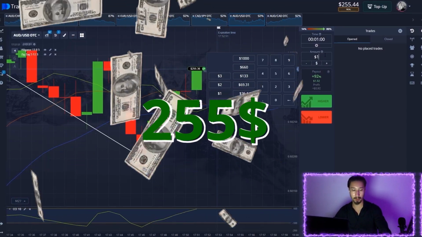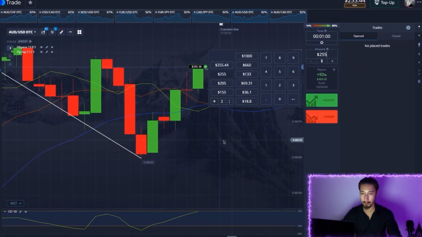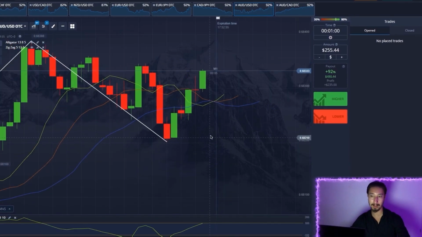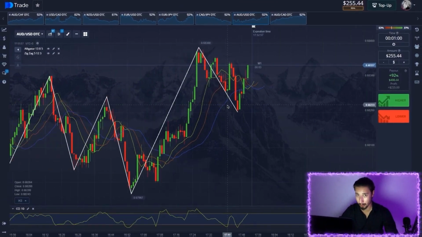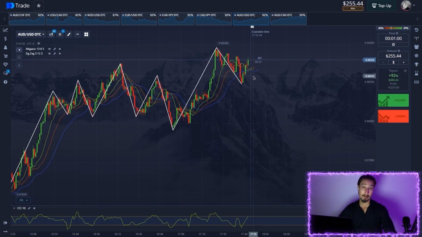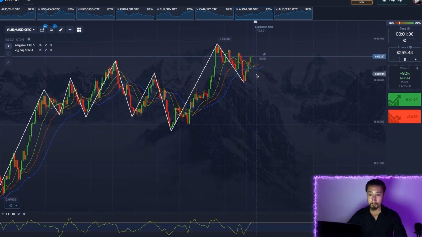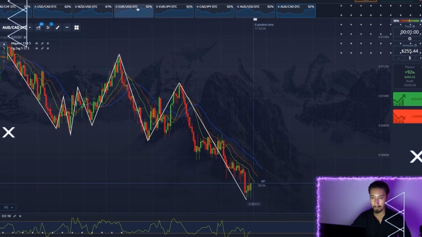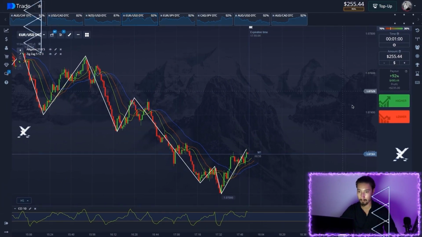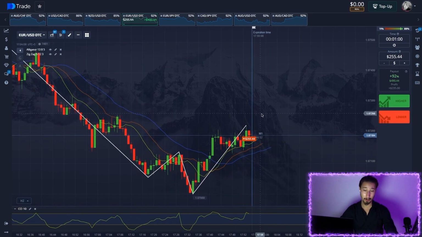Right, another position is in profit. Let's change the amount. That's great. Let's try to find the same deal only for a short, so you will understand. I'll try to find a good entry point. Let's select it. Alright, let's open a short position.